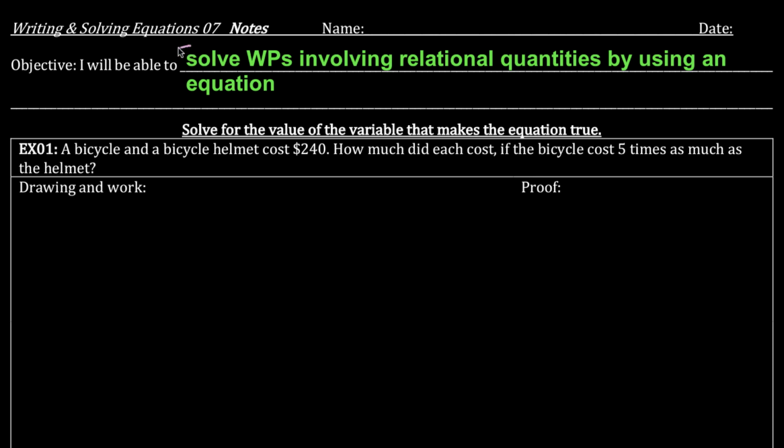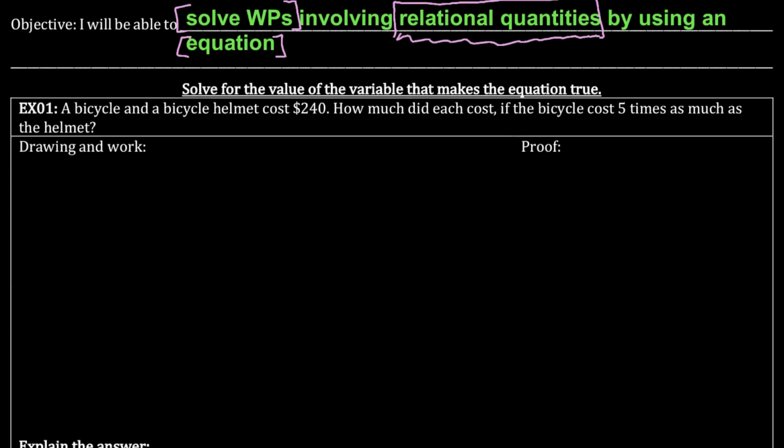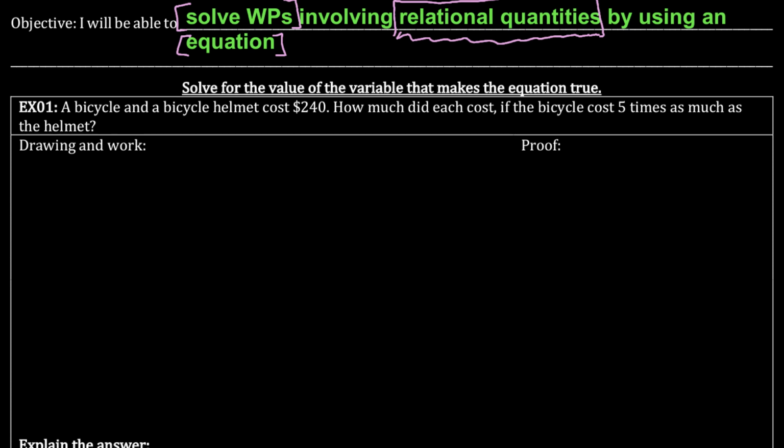In this lesson, we are going to solve word problems again involving relational quantities using an equation, like we have been doing. So we did relational quantities with perimeter and with angle sum. This time we're not going to be talking about perimeter and angle sum.